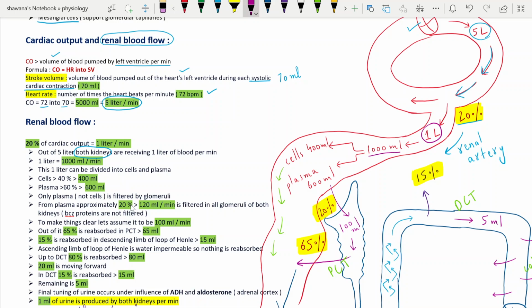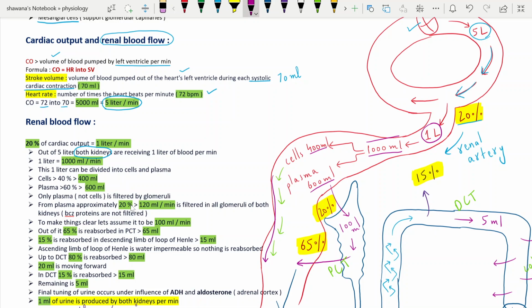Okay, 1 liter can be written as 1000 ml, there is no mistake in that. The 1000 ml contains blood, and blood contains cells and plasma. Plasma is 600 ml, and the cells like RBCs, WBCs, and platelets make up 400 ml of the 1000 ml. Cells are not filtered, they just pass through the glomerulus. But plasma should be filtered because plasma contains all the ions, water, and essential nutrients which we need to reabsorb and process in the urine formation.